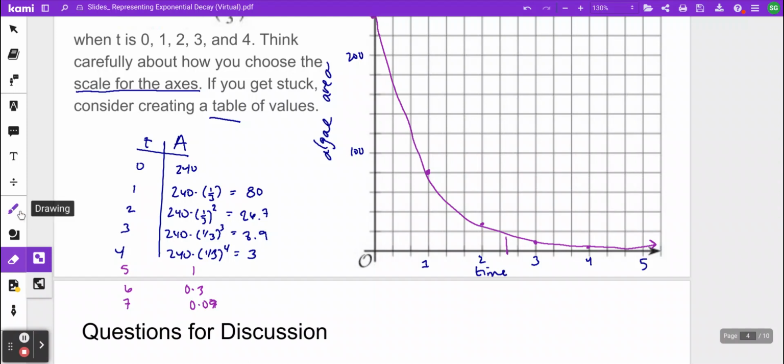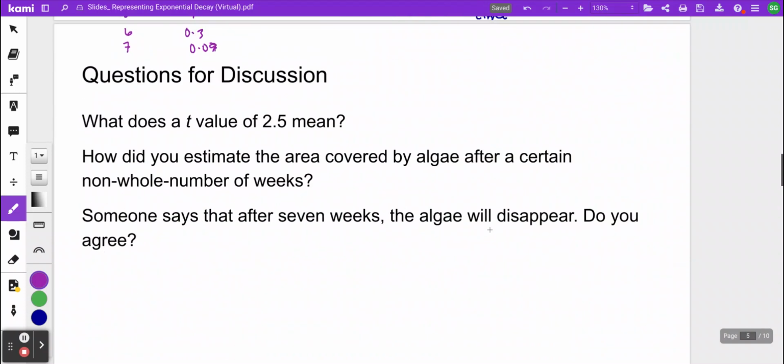So what you see on that graph, which we can kind of see on ours after week 4, right, is it's going to get really, really flat. The line's going to get closer and closer to 0, but it won't ever go past 0 because you can't have a negative area.